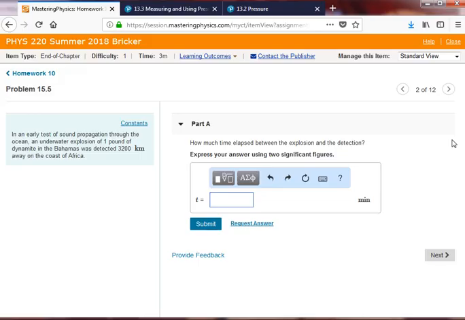Next one, early test of sound propagation through ocean. An underwater explosion of 1 pound of dynamite in the Bahamas was detected 3,200 kilometers away on the coast of Africa. How much time elapsed between the explosion and the detection? And we want the time in minutes. Okay, so if you look up under constants the speed of sound in salt water, you know the speed, you know the distance here, you can figure out the time. Let's take a look at it.